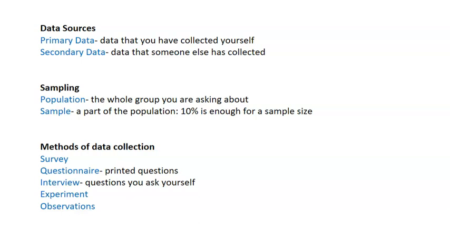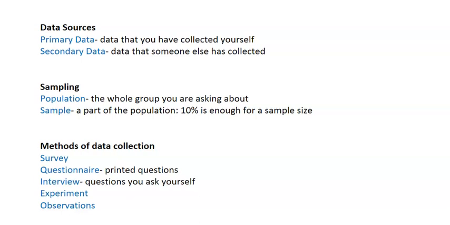Methods of data collection. So there's lots of different types. You've got surveys, questionnaires, which are printed questions that you just pass to someone and they complete on their own independently. You can have an interview with someone and ask a whole bunch of questions that you ask yourself. You can conduct experiments and then record observations.